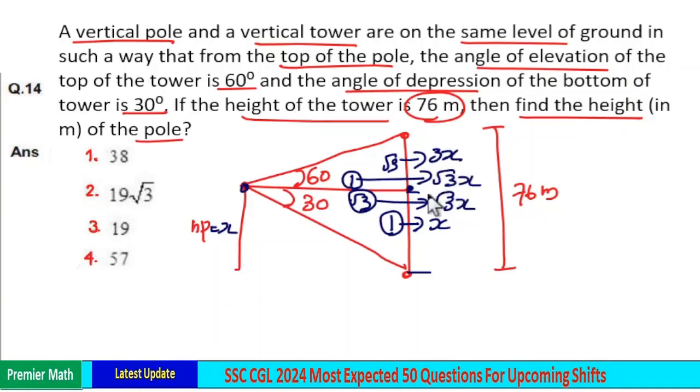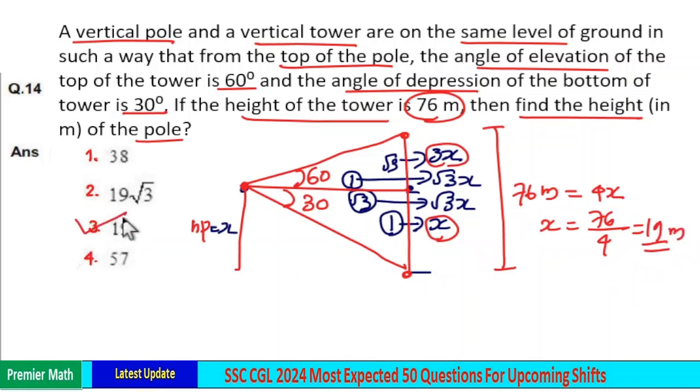Which means here 3x plus x is the total height of the tower, which is 4x. Then x is equal to 76 by 4, which is 19 meters. So option 3 is your answer.